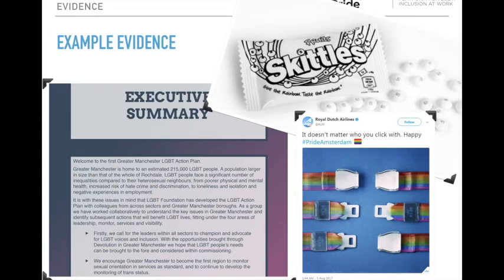So here we've got some example evidence. And evidence can really be everything. It can be images of campaigns like Skittles. It can be social media posts like you see here with Royal Dutch Airlines. You can also take screenshots of your policies. For example, here we have the Greater Manchester LGBT Action Plan Executive Summary.